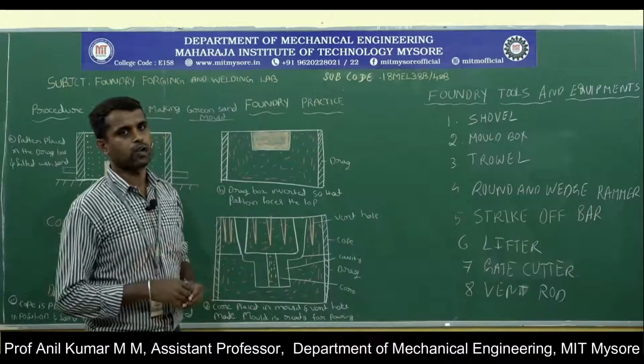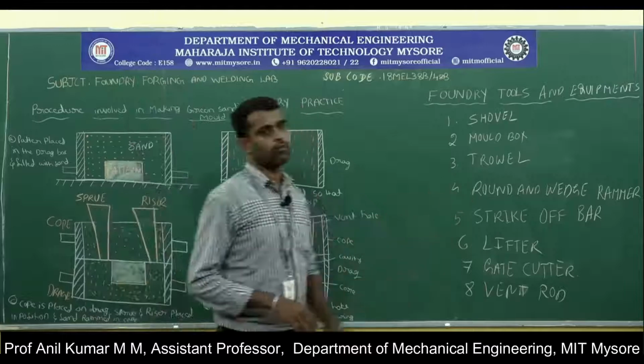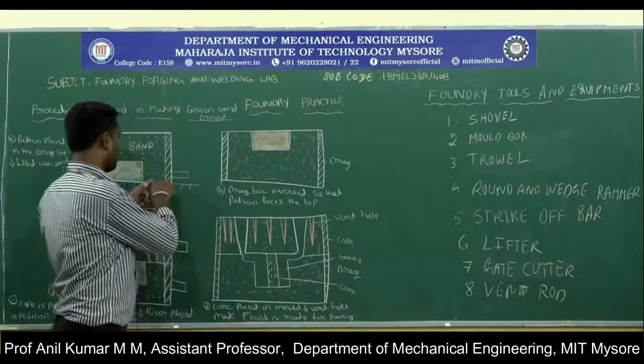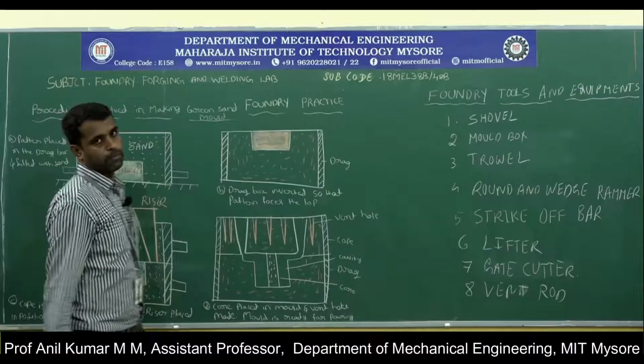Okay, there are two types of rammers used: a round rammer and a wedge rammer. The wedge rammer is used for packing the sand at the corners of the mold.